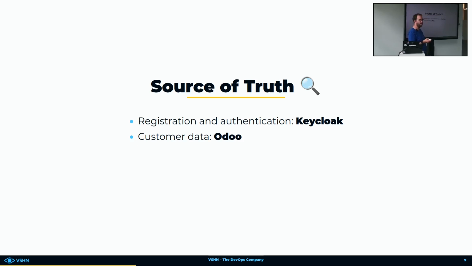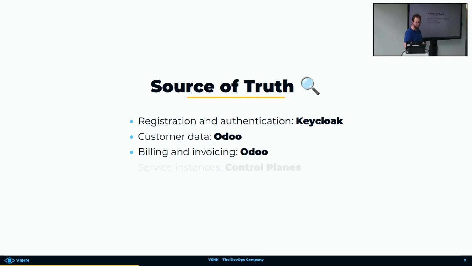The customer data is stored in Odoo. That's the system we have chosen for ERP, billing, and accounting. That's also why the billing and invoicing happens through Odoo. And the portal actually connects to Odoo, gets data, writes data, and displays that to the customer.